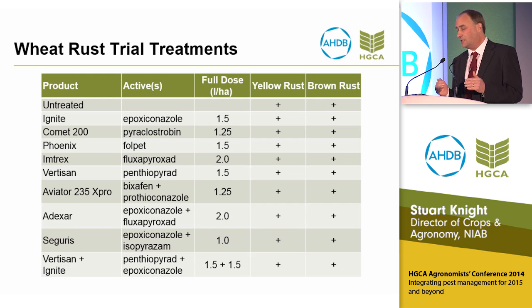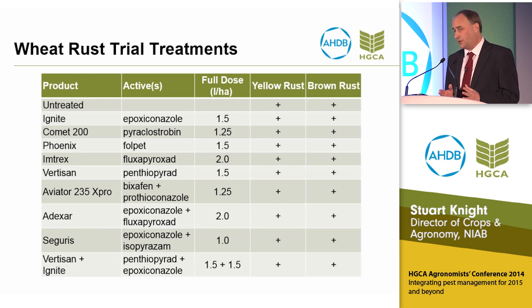We have an untreated, we have our Ignite treatment as our standard, and then a series of different products that we're comparing. So we've now dropped Proline out of here and put in Comet, pyraclostrobin, so strobilurin, as another standard treatment. Again, we've got a multi-site in Phoenix. I would point out yellow and brown rust are not on the label for Phoenix, but we are interested in what activity it has.